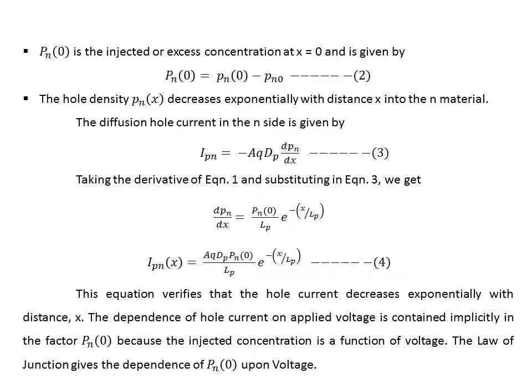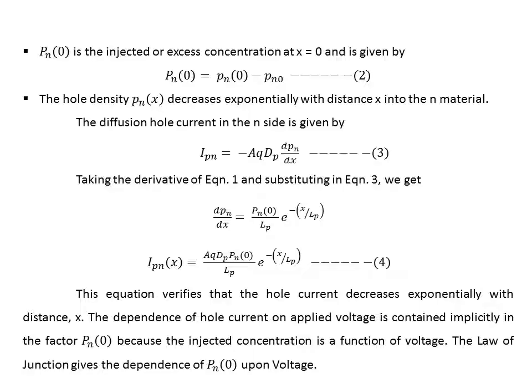The diffusion hole current in the N side is given by expression 3. Ipn equals minus aq Dp dpn by dx, where Dp represents the diffusion constant for holes. Taking the derivative of equation 1 and substituting that dpn by dx value in equation 3, we get the hole current in the N side, Ipn of x equals aq Dp Pn of 0 by Lp into e power minus x by Lp.